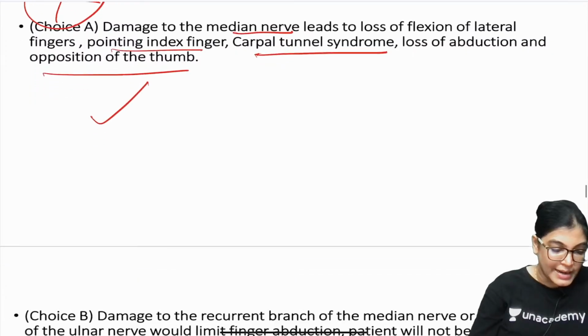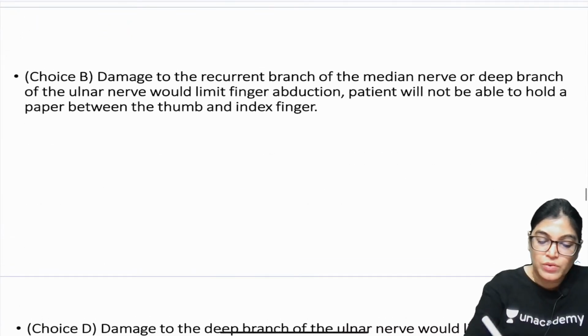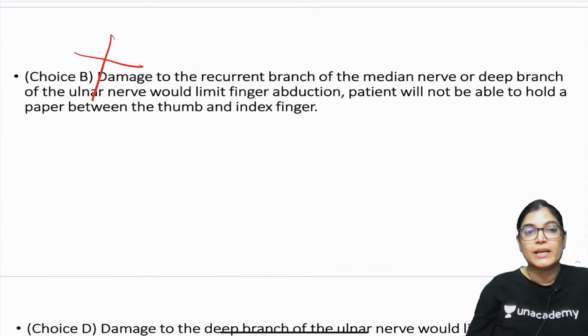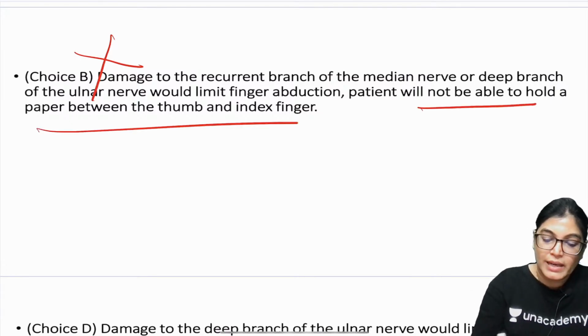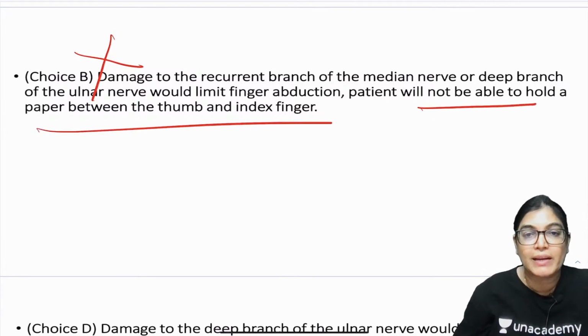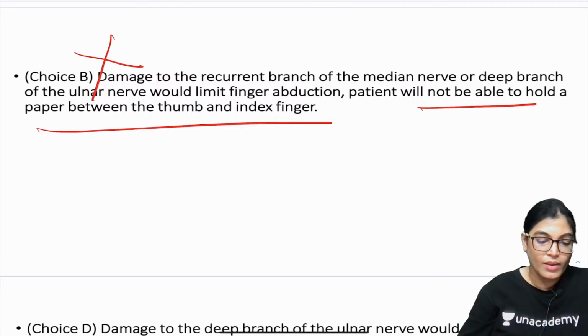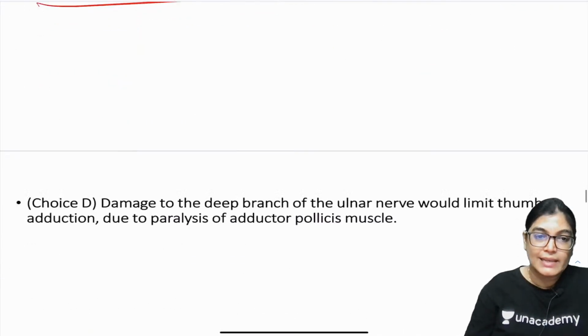Yes, absolutely right, everyone. Damage to the recurrent branch of the median nerve is again not the correct answer, because actually this is the deep branch which will limit the abduction, and the patient is not able to hold the structure between the thumb and index finger. So this is also not the correct answer.